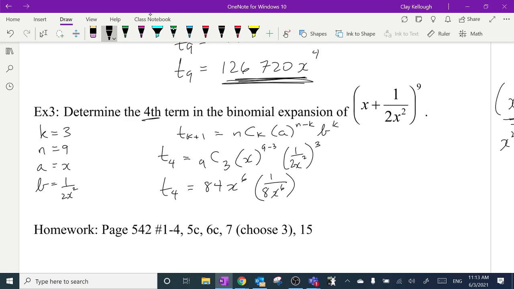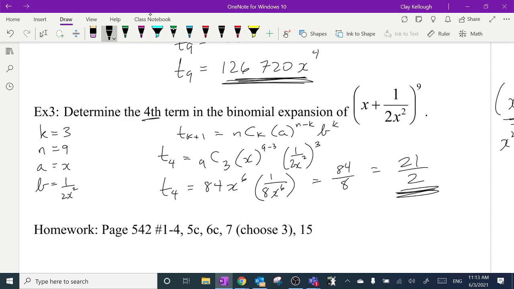And check that out. Look at how this simplifies. What's x to the 6 divided by x to the 6? Yeah, it's just 1. So this is actually 84 over 8, which is 21 halves. This term doesn't even have an x in it.